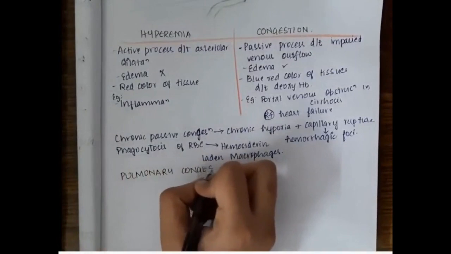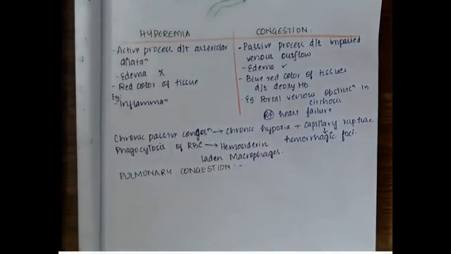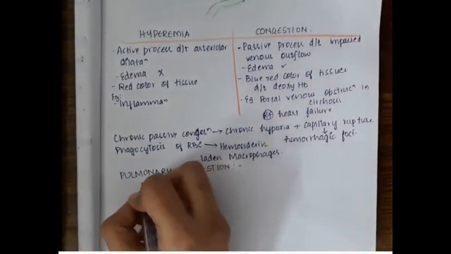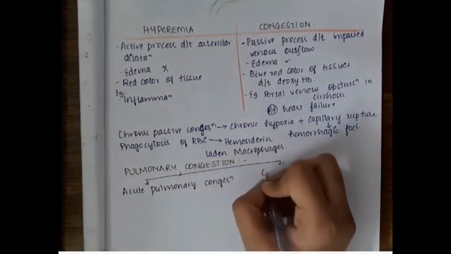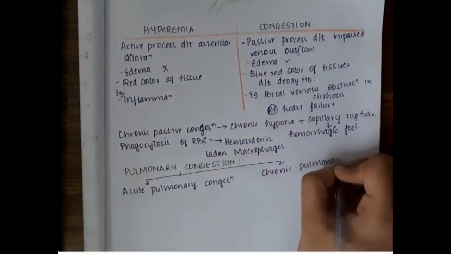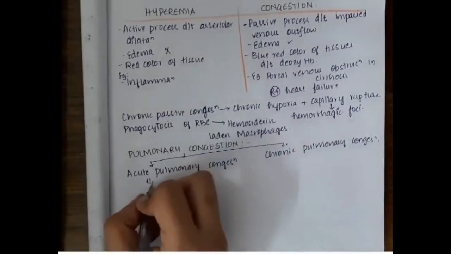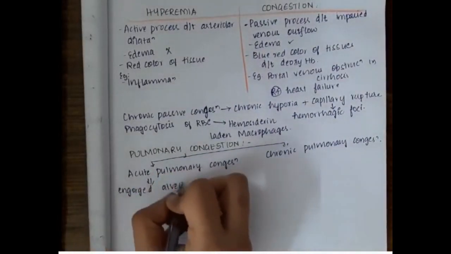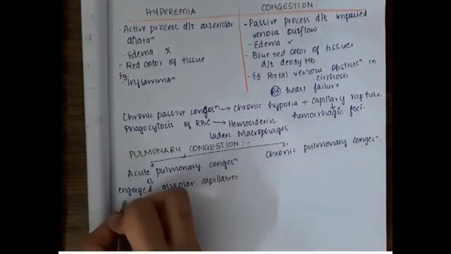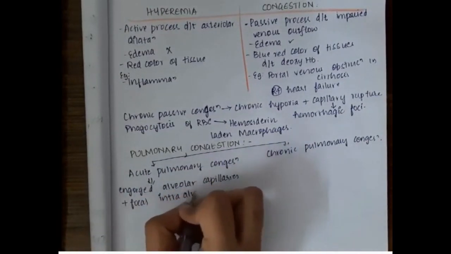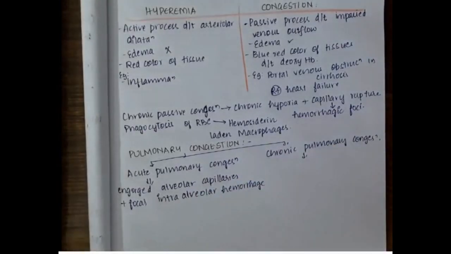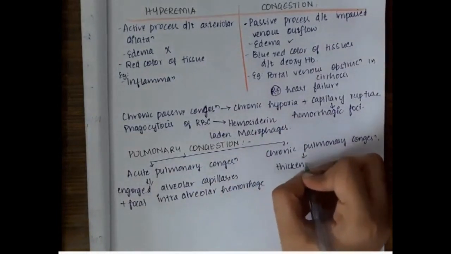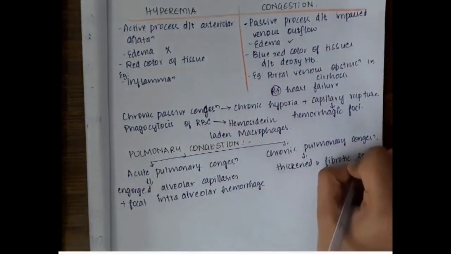Now, pulmonary congestion. Because of impaired venous outflow, pulmonary congestion is of two types. First we have acute pulmonary congestion, second we have chronic pulmonary congestion. In acute pulmonary congestion, engorged alveolar capillaries are seen with focal intra-alveolar hemorrhage.